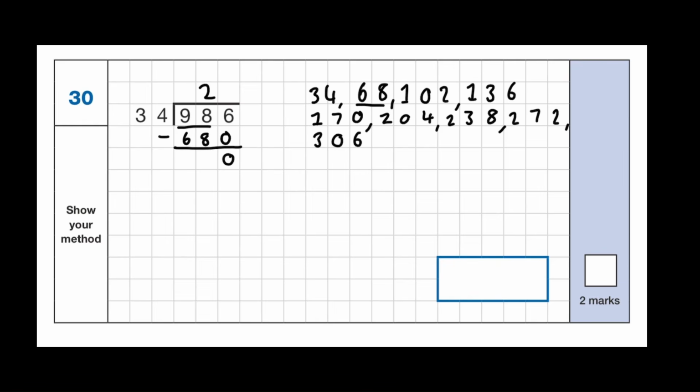Six minus 0 is 6. 80 minus 80 is 0. And 900 minus 600 is 300. So 986 minus 680 is 306. Now I need to find out how many 34s go into 306.